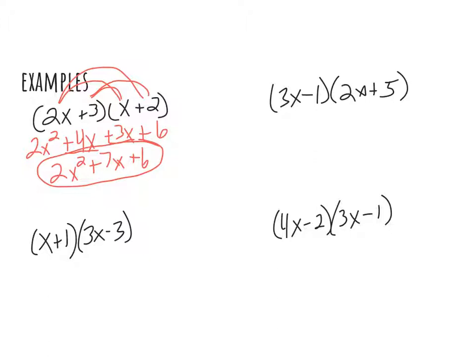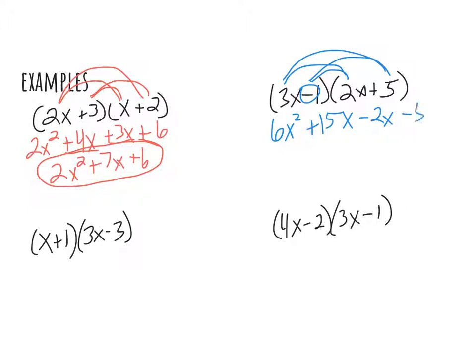My next example, I've got 3x minus 1 times 2x plus 5. If I multiply the first together, 3x times 2x, I get 6x squared. Outer, 3x times 5 gives me 15x. Inner, okay, so negative 1, I've got to bring the negative with. Negative 1 times 2x gives me a negative 2x. And then last, negative 1 times 5, I get a negative 5.